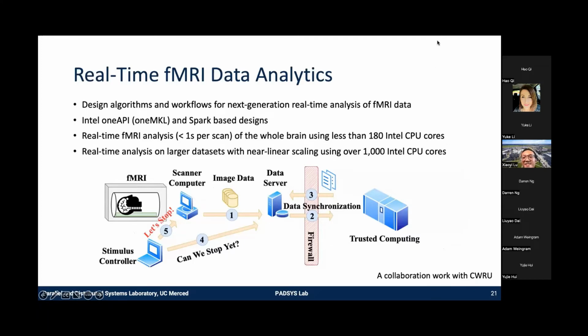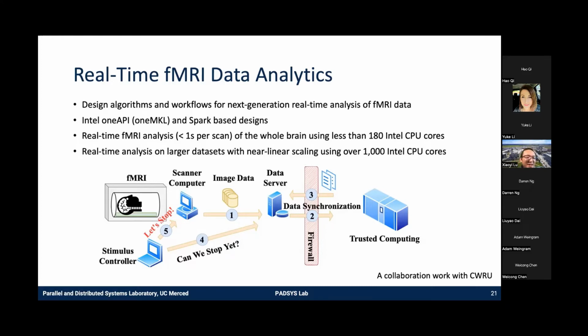Ben, are you there? Oh, yes. Okay, yeah. So Ben is the first author of this paper. He did a lot of work to achieve this real-time fMRI data analytics goal. And the basic idea is, if I'm wrong, Ben, or if I miss anything, please feel free to add it.